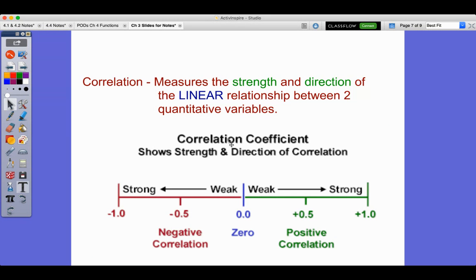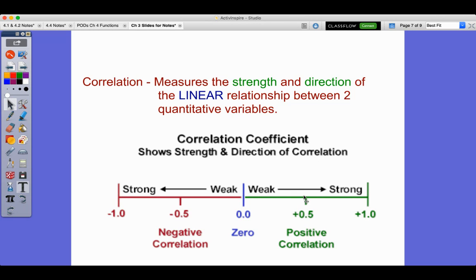Now, how do we measure it? So there's a spectrum, okay? Perfect correlation is 1 or -1. When you're at 1, on the positive side, it is a positive correlation, and you'll have a positive slope. If it is on the negative side, you have a negative correlation and a negative slope, all right? As you get closer and closer to 1, it's a stronger and stronger correlation. As you get closer and closer to 0, it's a weaker and weaker correlation.